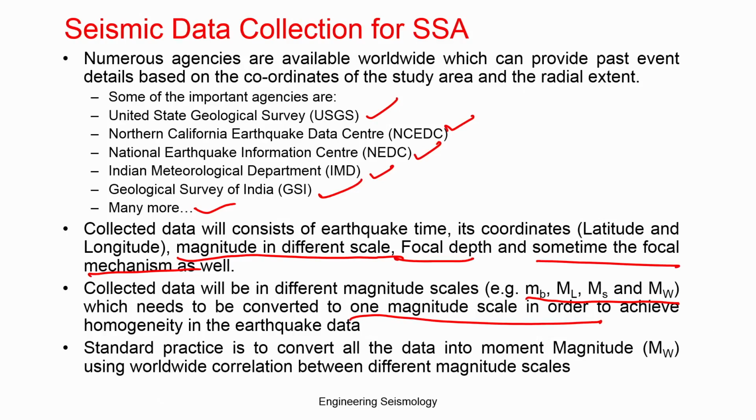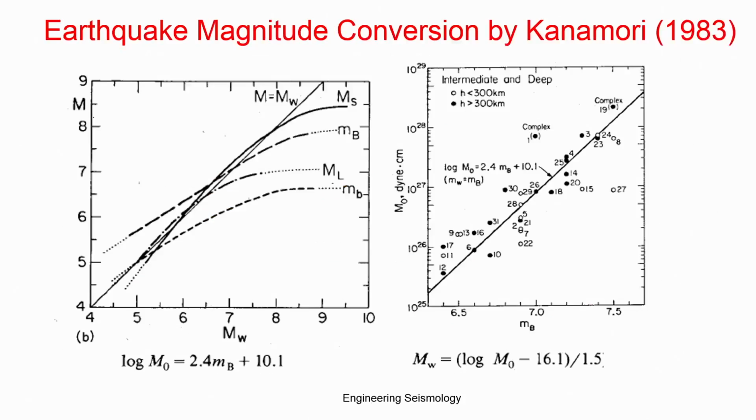The conversion from one magnitude scale to another is called homogenization. The process of converting from one magnitude to another, making them a similar magnitude, is the homogenization process. This is some of the examples where you can see that MW equals, this is actually an MW plot.